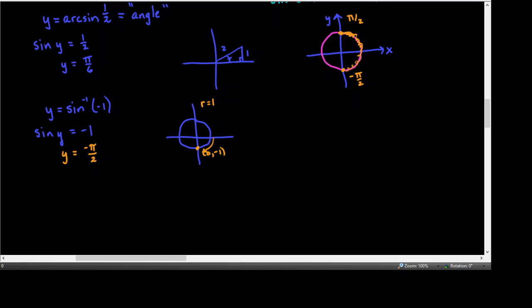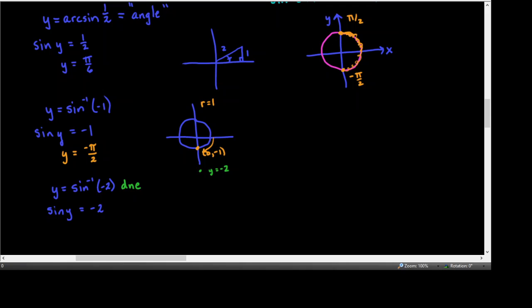Okay, so let's do this one. Y equals sine inverse of -2, which would mean that the sine of y would be -2. Well, that's plainly not possible. If I look at the graph I just used, there is no point on that circle where y is -2. It just doesn't exist. So this sine inverse of -2 does not exist. There's no value for it.